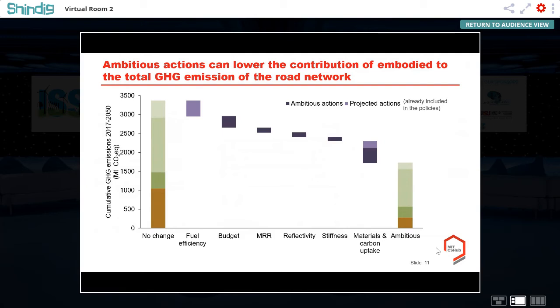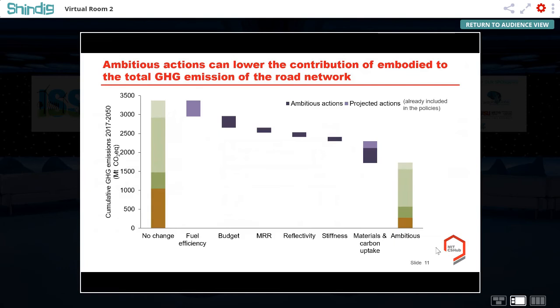The y-axis shows the cumulative GHG emissions, and the x-axis, the first column and the last column, shows the no change and the ambitious scenario total impacts. No change scenario means that if we don't make any changes from what we have already implemented in 2016, and if we continue till 2050.